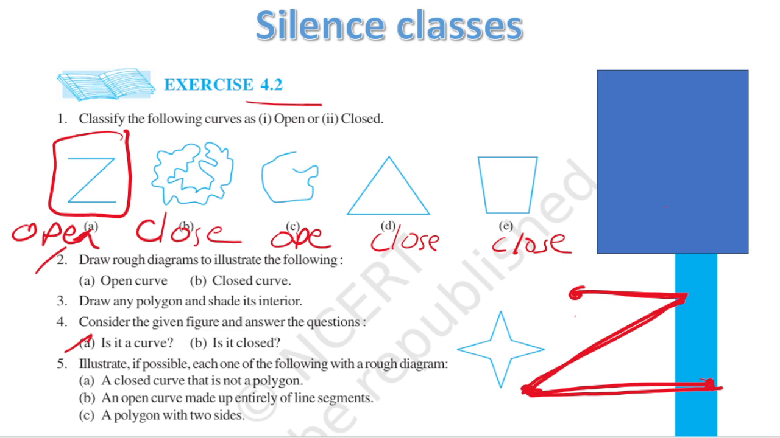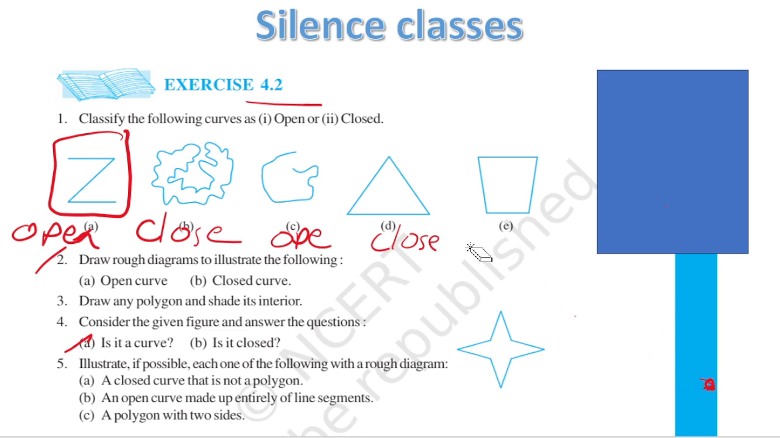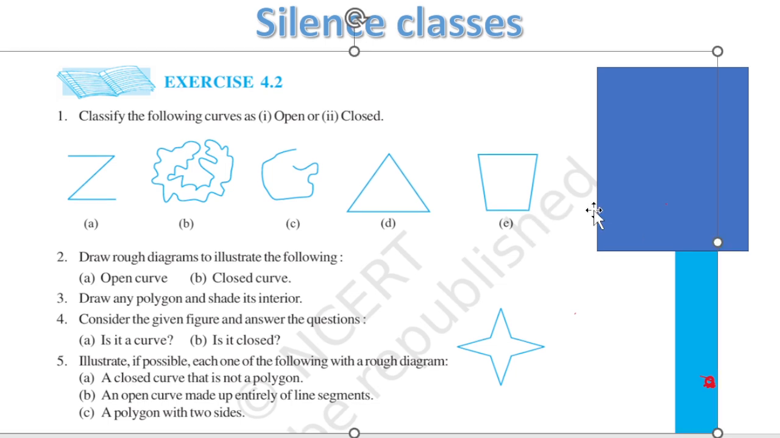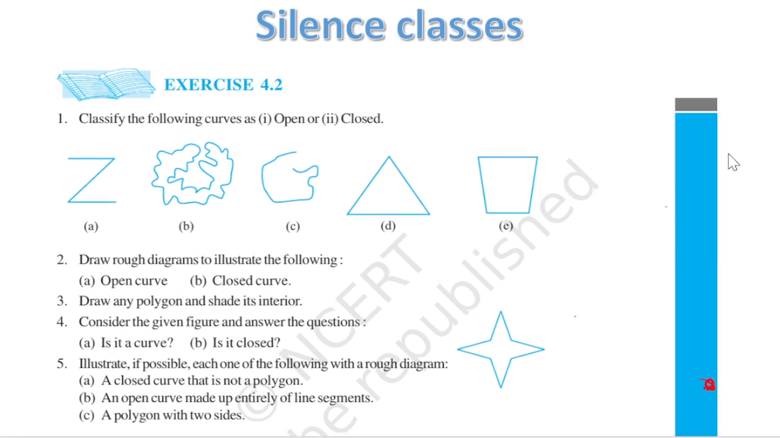Now third, a polygon with two sides. It means we have to make a polygon with two sides. Can we make a polygon with two sides? I have already told you previously that a polygon is made up of at least three sides. So it is not possible. We cannot make a polygon with two sides only. At least three sides are needed to make a polygon.